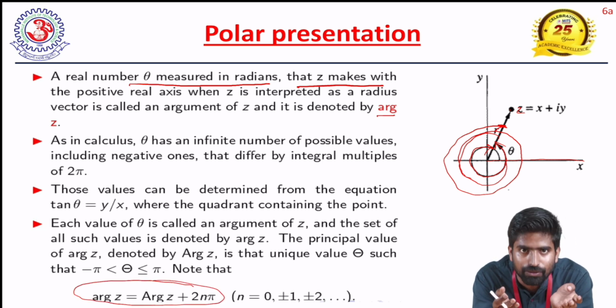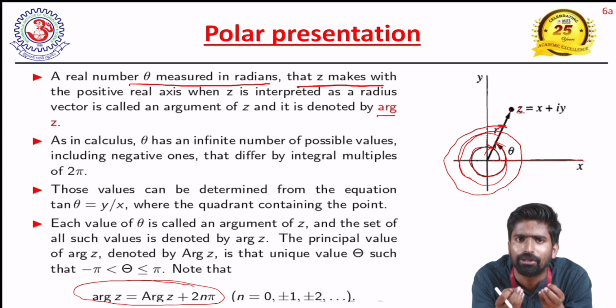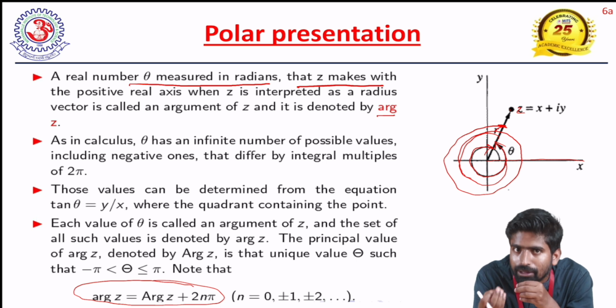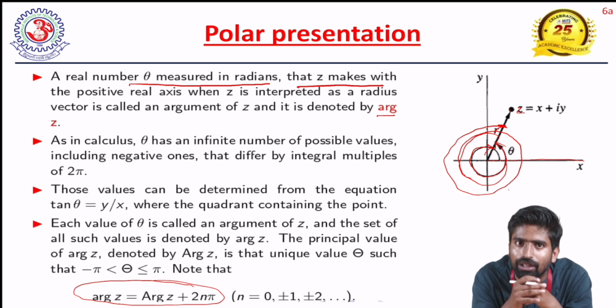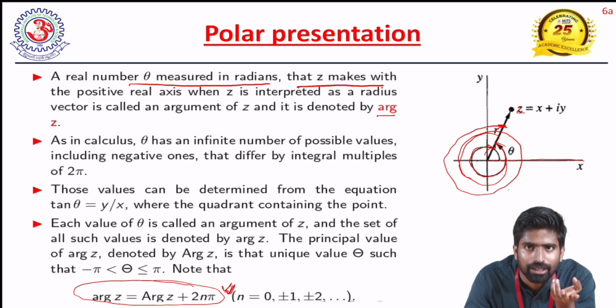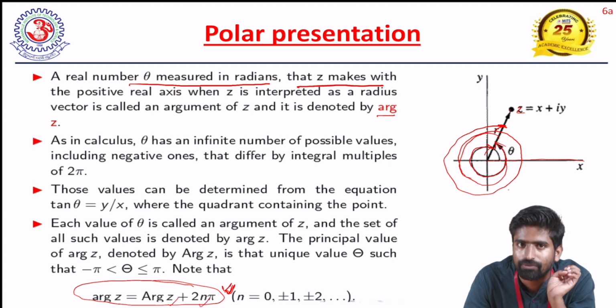So any argument of z can be represented by arg z with a small a, the general argument. The capital Arg z is called the principal argument, where the capital A denotes the principal argument, and a smaller a denotes the normal, general argument. Every principal argument is also an argument, but every argument may not be a principal argument because of the restriction. This simple formula helps us calculate an argument of a given complex number: argument of z is equal to principal argument of z plus 2n pi, where n is any integer. Correct?